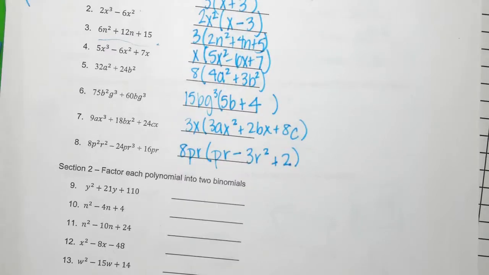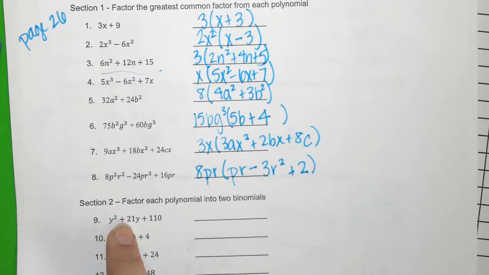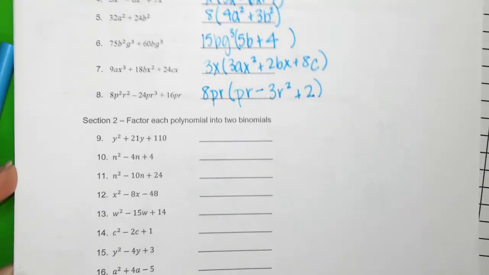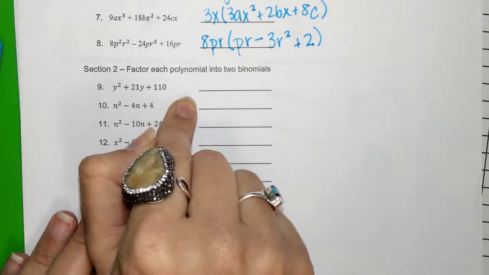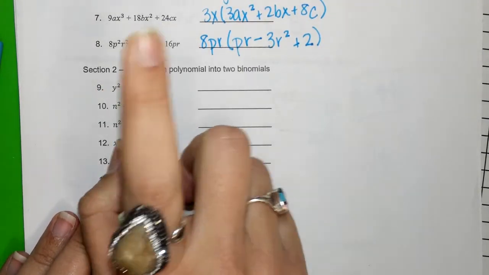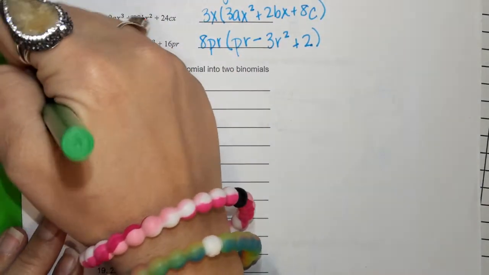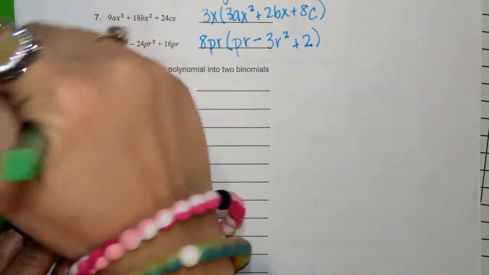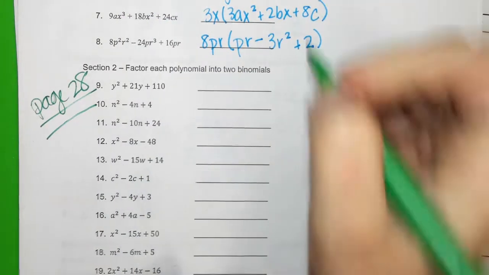Now, what page are our notes for section 2 on? Is this a GCF or is this a trinomial? Trinomial. The way you know to use trinomial factoring is if it doesn't have a GCF. This doesn't have a GCF. There's not a number that goes into all 3 of these, so we use trinomial factoring. What page is that on? 28. And you use the star method.